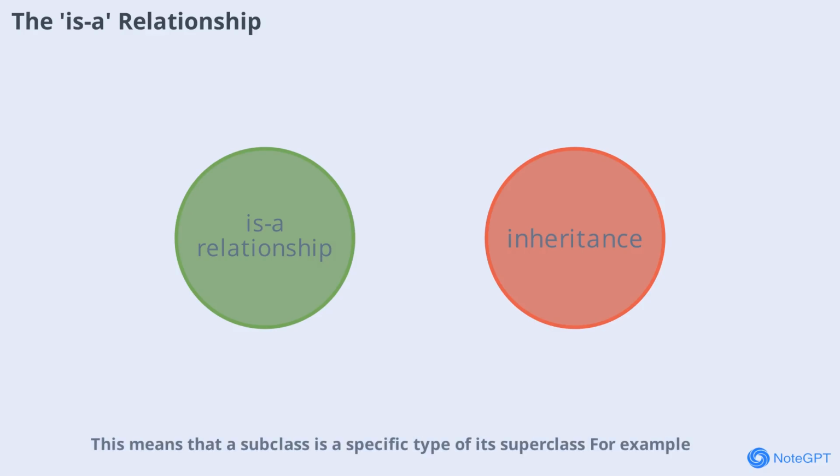Inheritance in OOP is often described as an "is-a" relationship. This means that a subclass is a specific type of its superclass. For example, a dog is an animal and a car is a vehicle. This relationship helps us model real-world hierarchies in code and makes our programs more intuitive. The "is-a" relationship is a key reason why inheritance is so effective in object-oriented design.